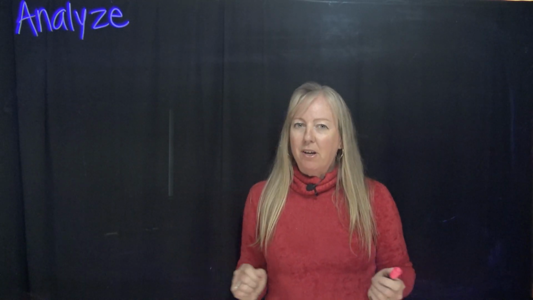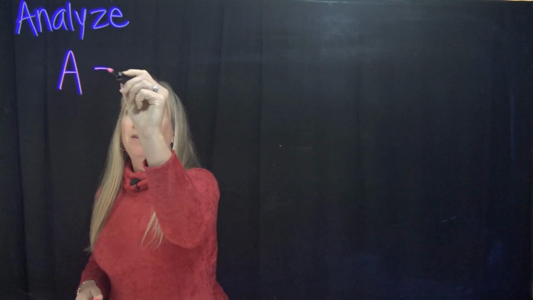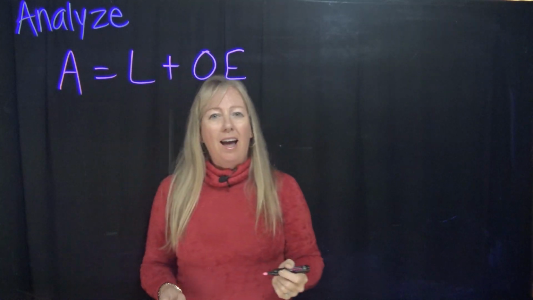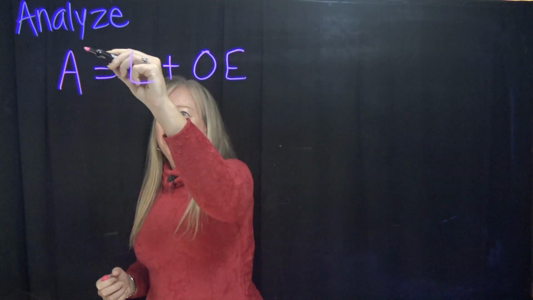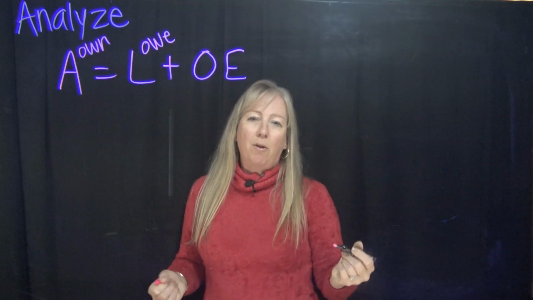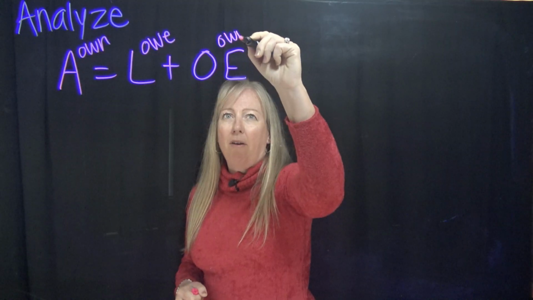Now, let me remind you what's in the accounting equation. We're going to start with assets equals liabilities plus owner's equity. As a reminder, assets is what the company owns. Liabilities is what the company owes. And then owner's equity records what the owners have as a claim on the assets.